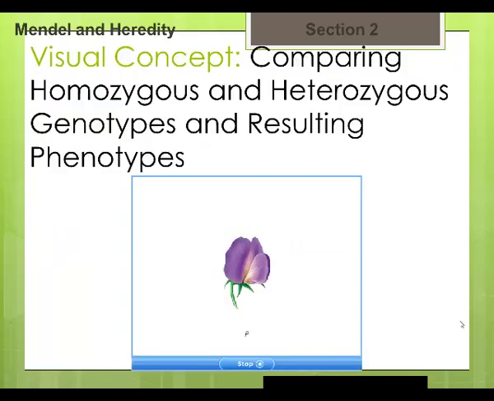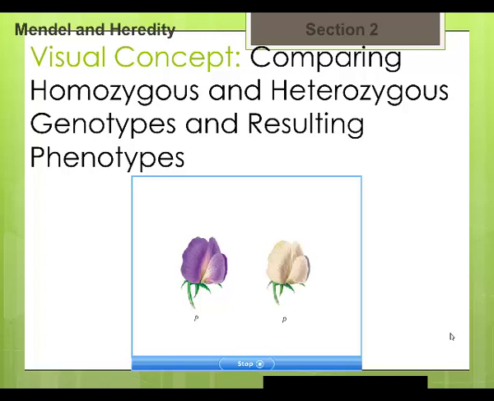Dominant alleles are represented by capital letters. For example, the allele for purple flowers is represented by a capital P. Recessive alleles are represented by lowercase letters. For example, the allele for white flowers is represented by a lowercase p.